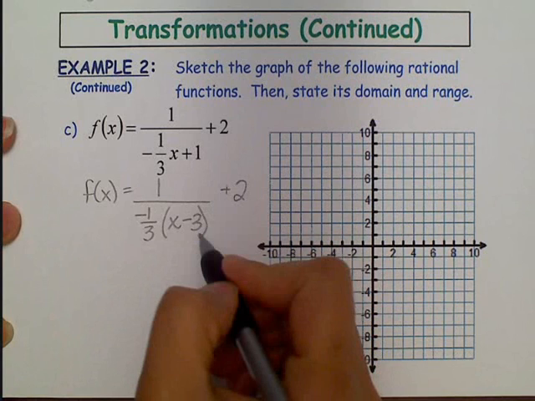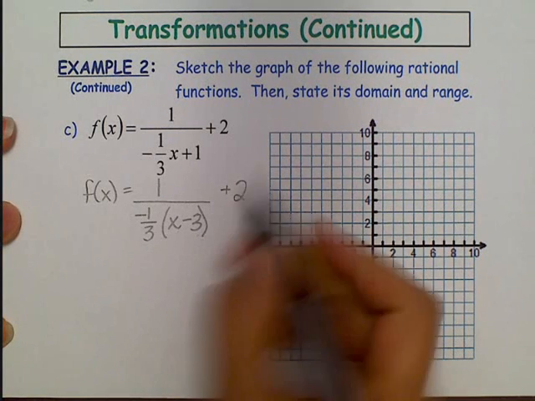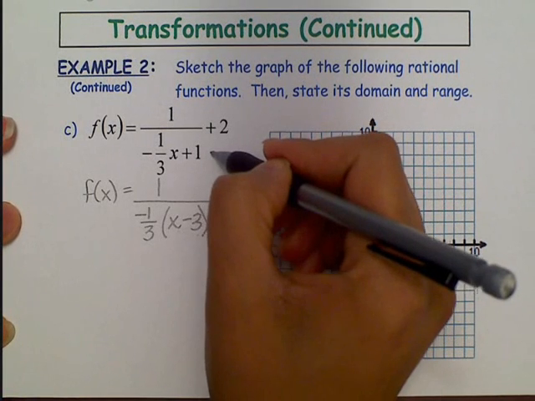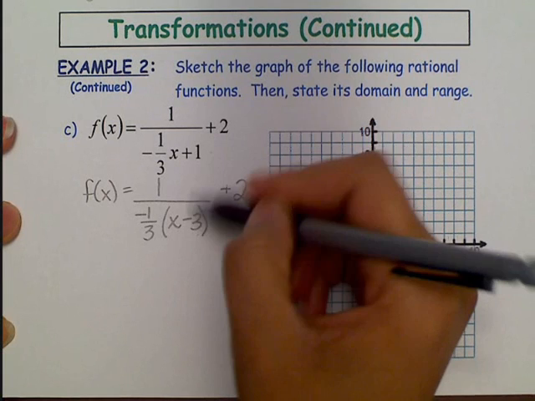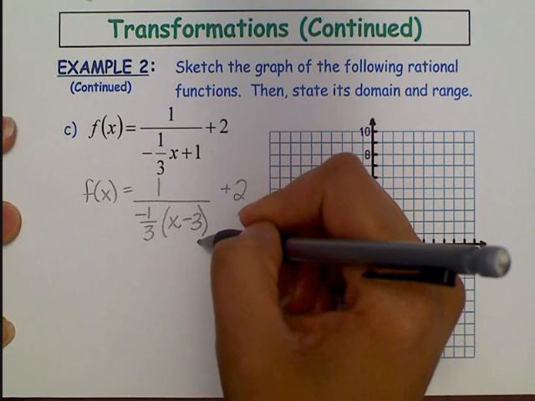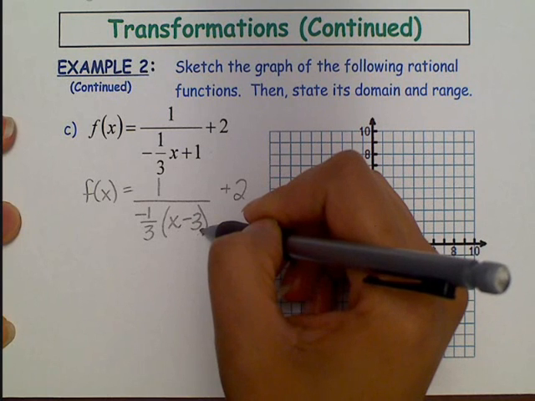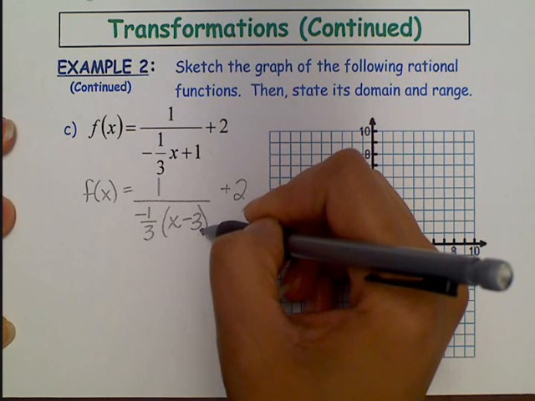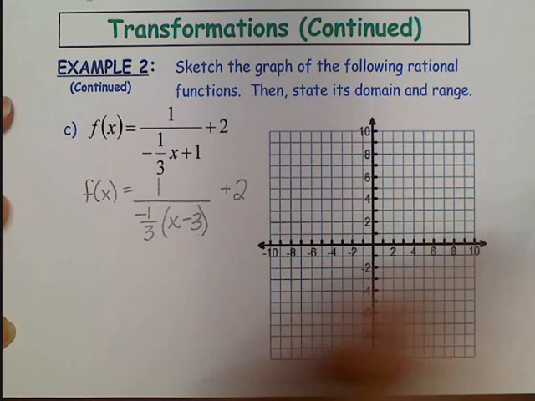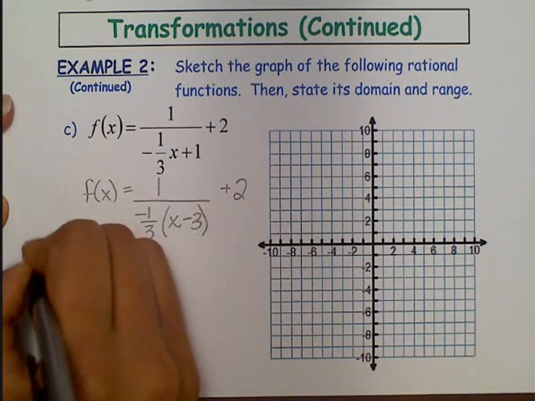Alright, now that I have my transformations, be careful. The reason you need to make sure you have this in factored form is that in the original problem, it looks like a horizontal shift to the left 1, but if you look at it in factored form, it's actually a horizontal shift to the right 3. So that's why it's important to make sure that your function is in factored form.